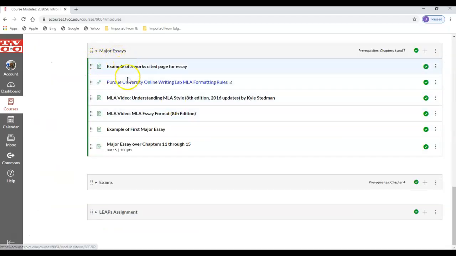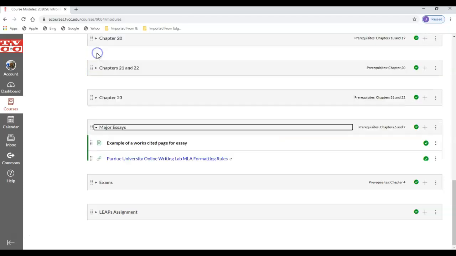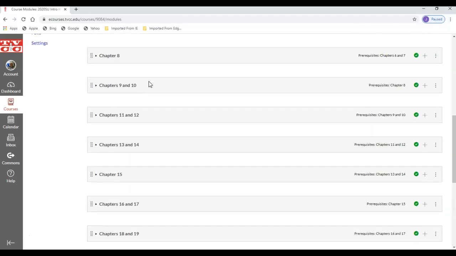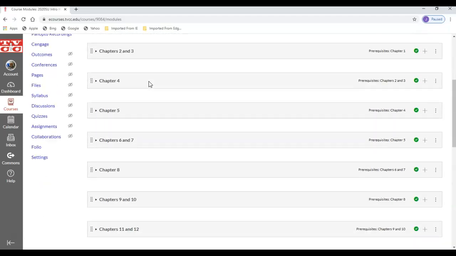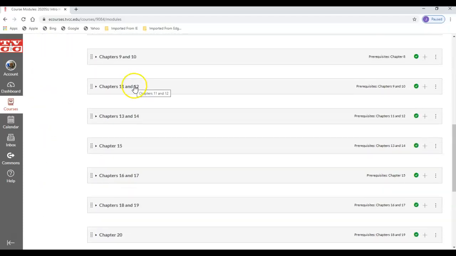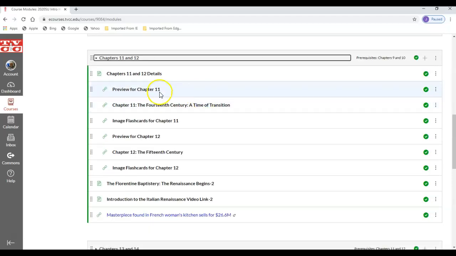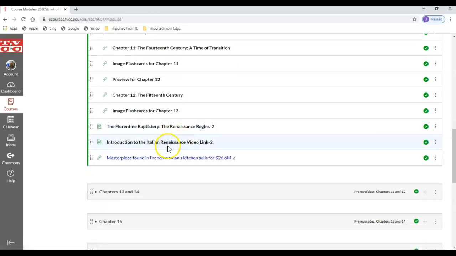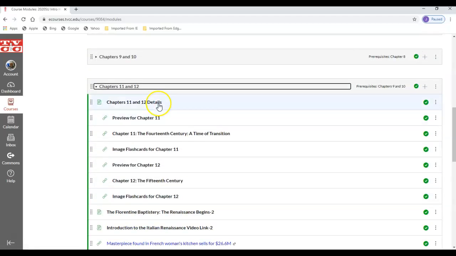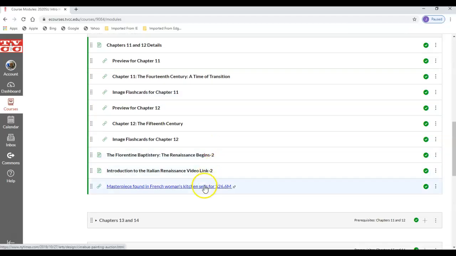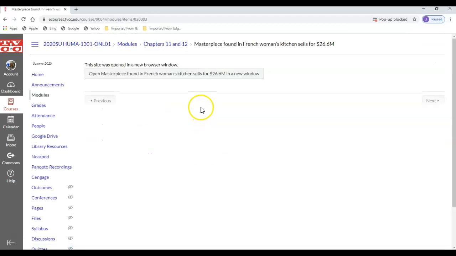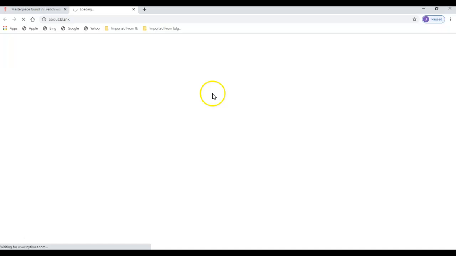So again, the essay is under the module called Major Essays. It's right before the exams, but you're, of course, reading through chapters 11 and 12. I have the preview for chapter 12. I have some details here for you where you can click on these. You might find it interesting reading a couple of these articles here. This one should open.